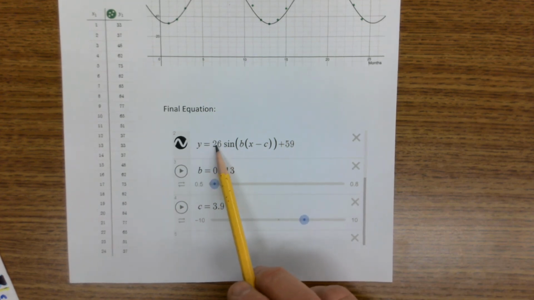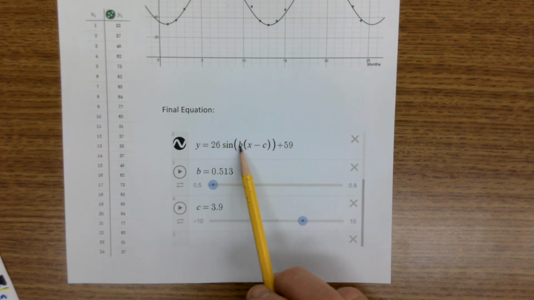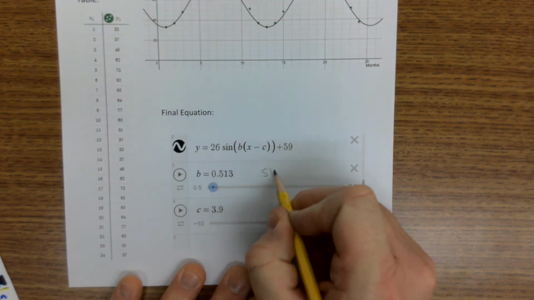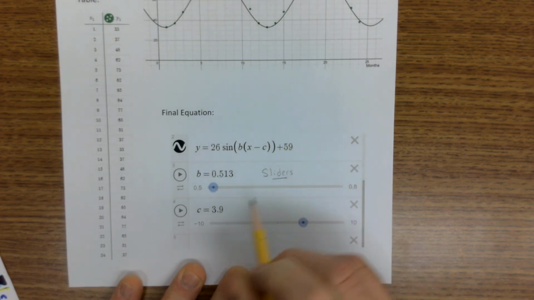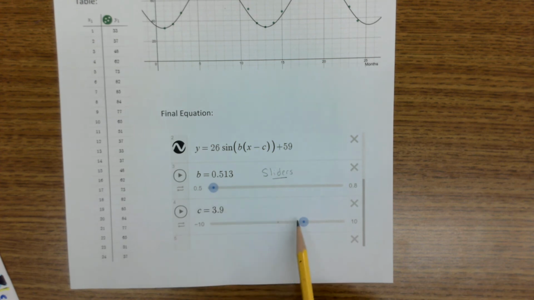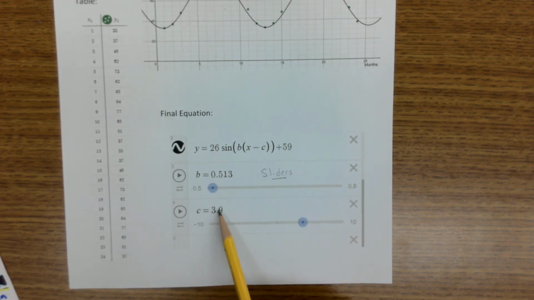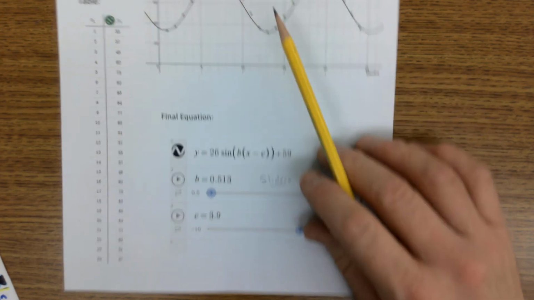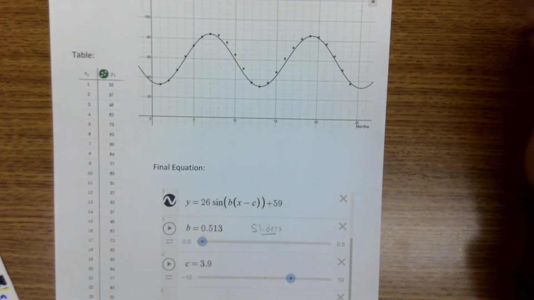Amplitude 26, midline 59, and you're finding the B and C. You use sliders in Desmos. These are sliders in Desmos. And you can move this back and forth and it will change this amount. You can move this back and forth and it will change this amount. And you just move it back and forth, trial and error, until you find a graph that fits. And that will be shown in the second video.